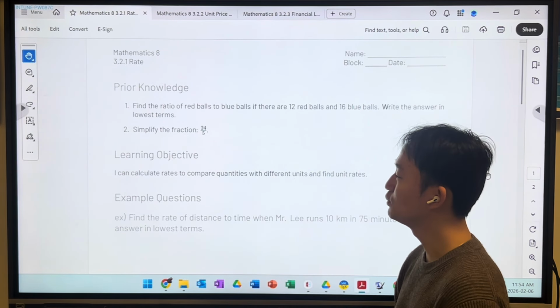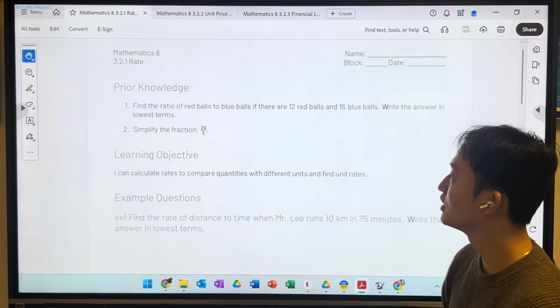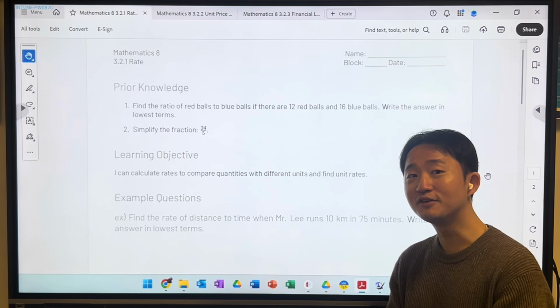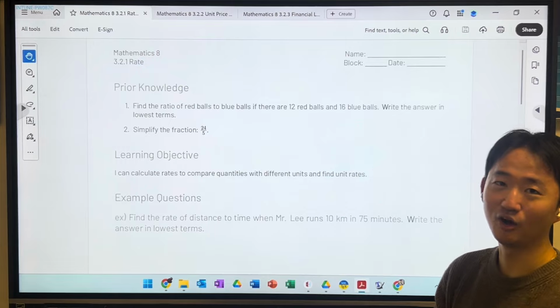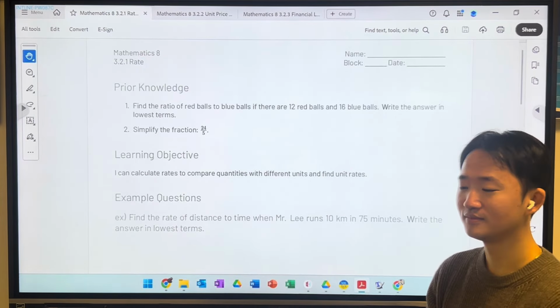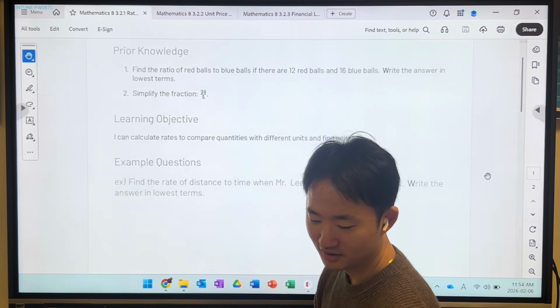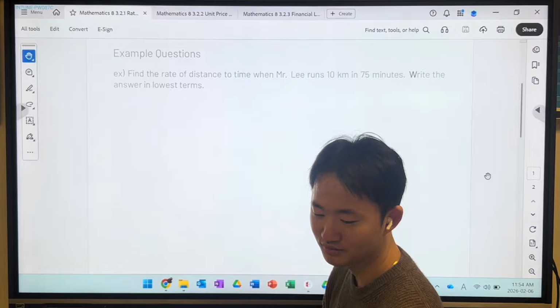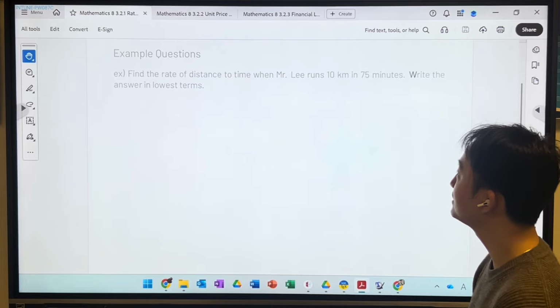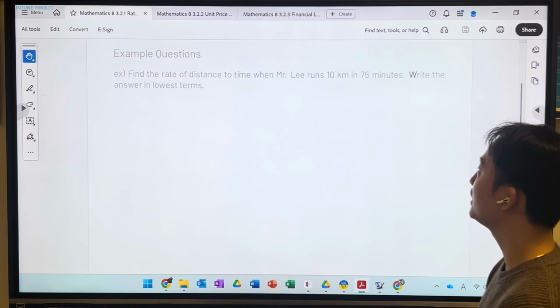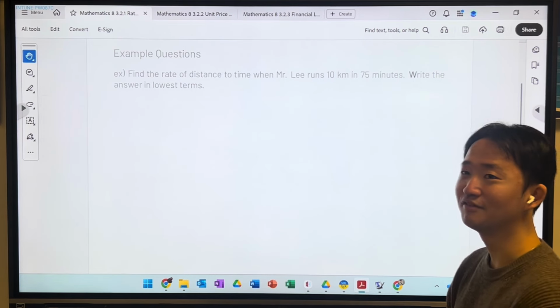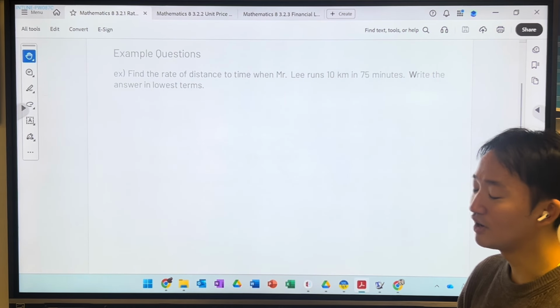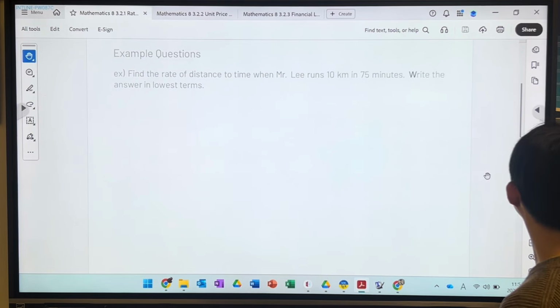After this lesson, you should be able to calculate rates to compare quantities with different units and also to find the unit rates. Let's try the first example question. Find the rate of distance to time when Mr. E runs 10 kilometers in 75 minutes. And let's write the answer in the lowest terms.